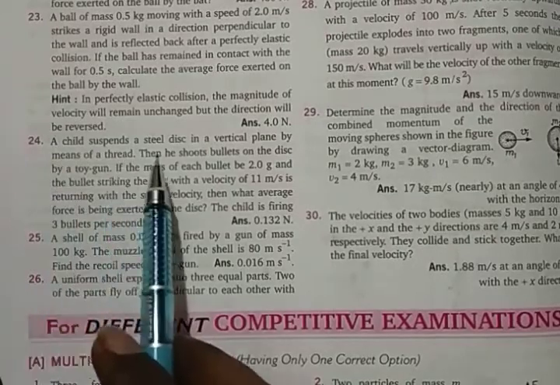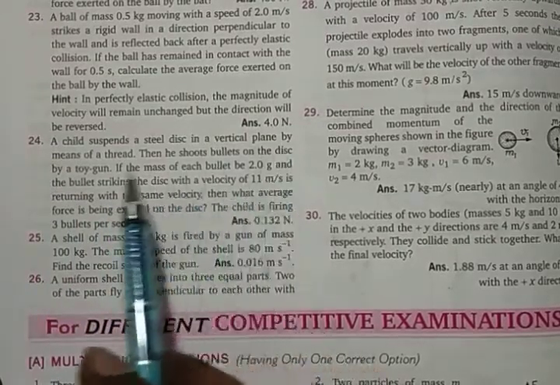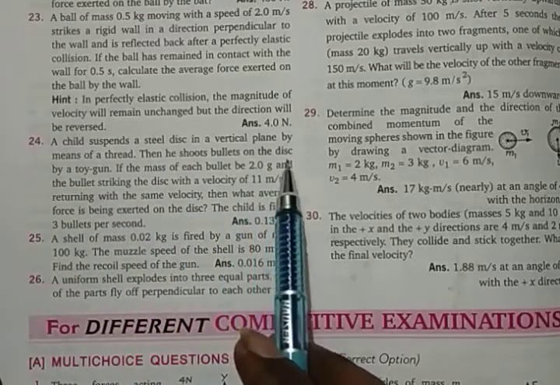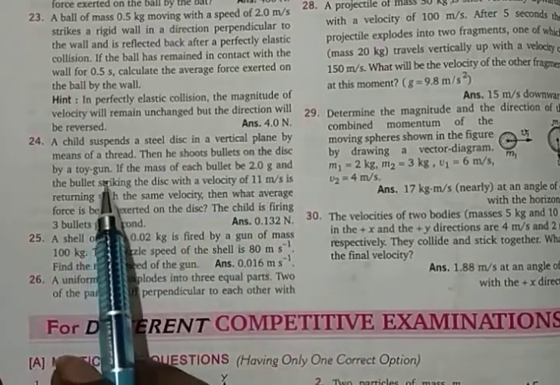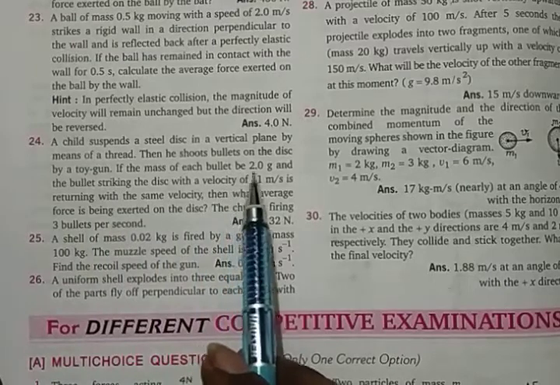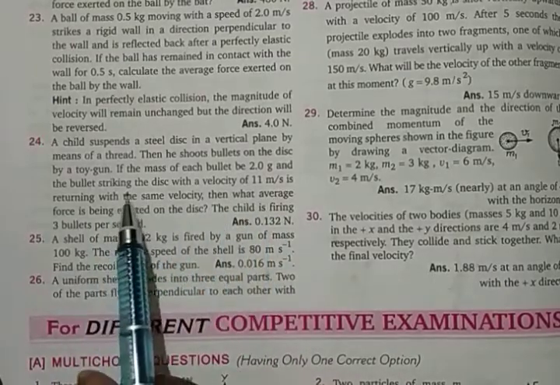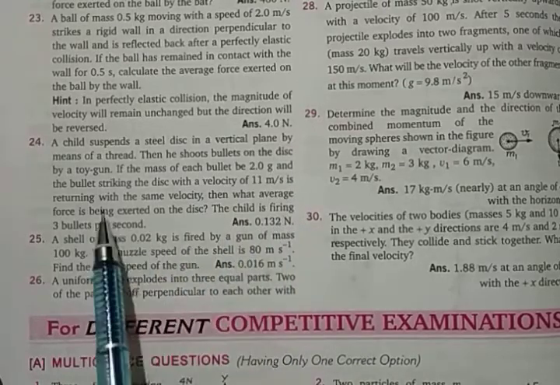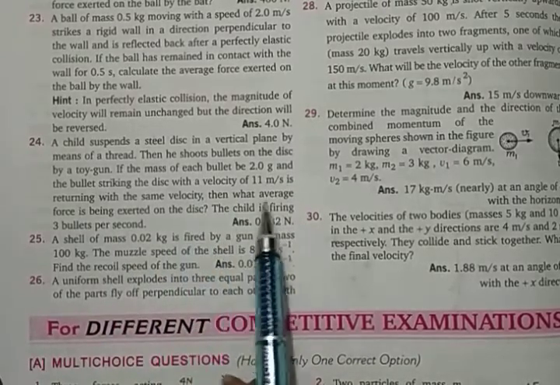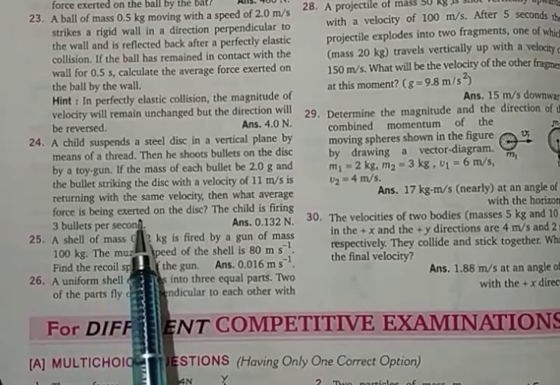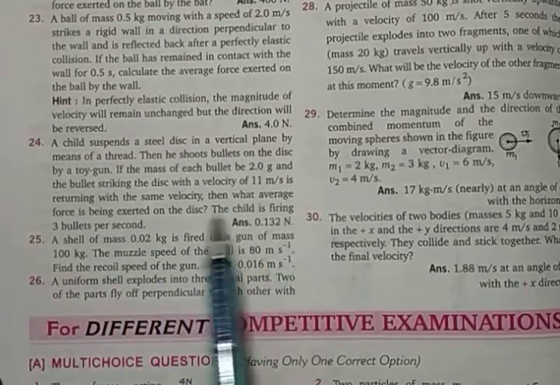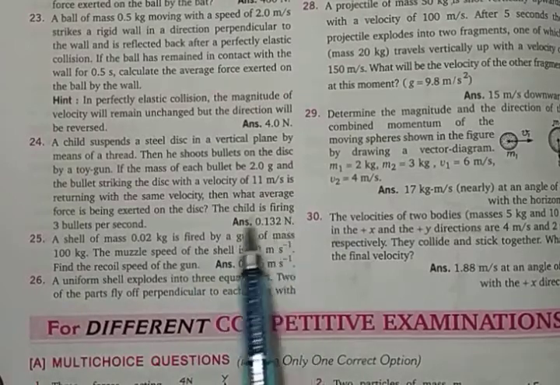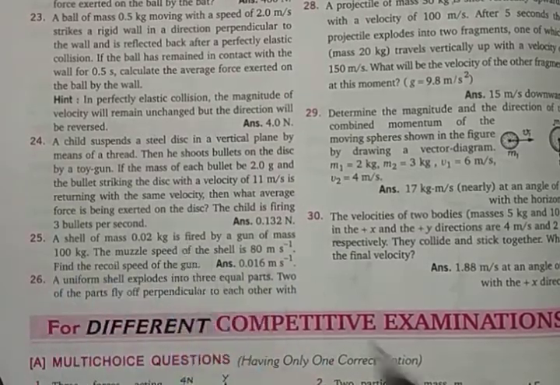A child suspends a steel disc in a vertical plane by means of a thread. Then he shoots bullets at the disc with a toy gun. If the mass of each bullet is 2 grams, and the bullet strikes the disc with a velocity of 11 meters per second and returns with the same velocity, then what average force is being exerted on the disc? The child is firing 3 bullets per second.